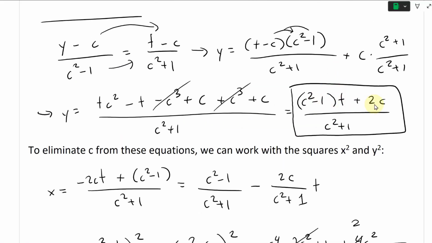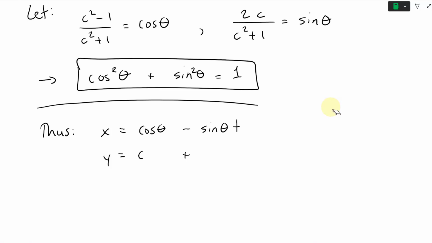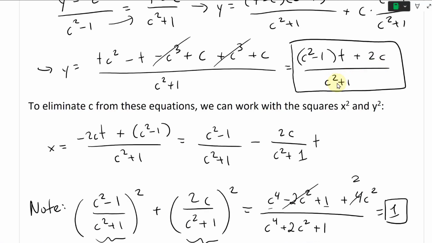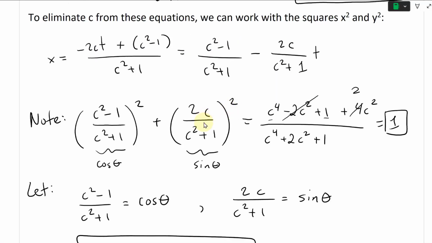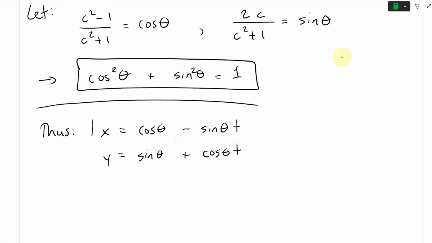And then there's a 2c over there, so we'll move it around to the other side. This is actually going to be the other way around: cosine t, and this is going to be sine theta. Move the sine in front. So the 2c over c squared plus 1 is sine. Move that over to the front so we have t on the other side. So there is our equations like this.